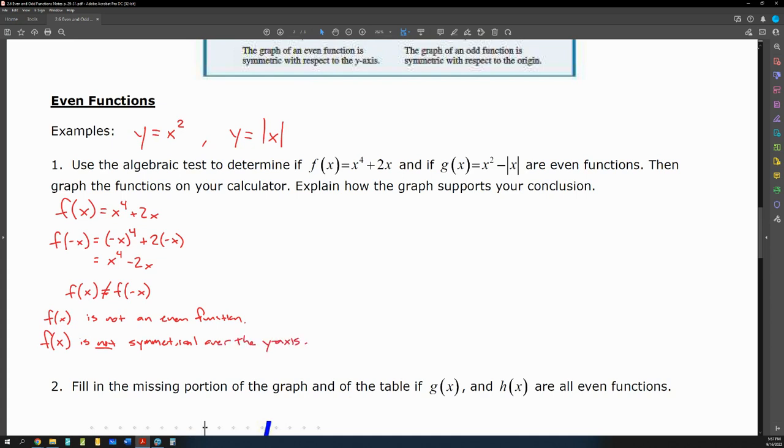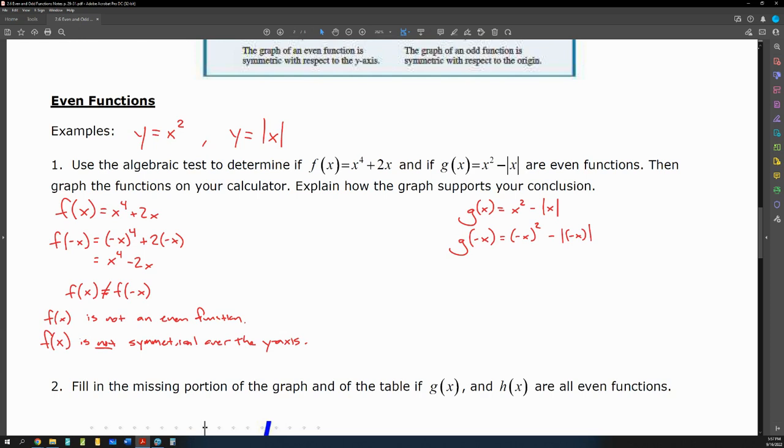Okay, so now let's go ahead and test g of x. So we'll start with just rewriting the function. g of x is equal to x squared minus the absolute value of x. Okay, so now let's go ahead and write out g of negative x. And so anywhere that we see x, we're going to plug in negative x. And always use parentheses, because some of these operations, like the exponents, those parentheses matter.